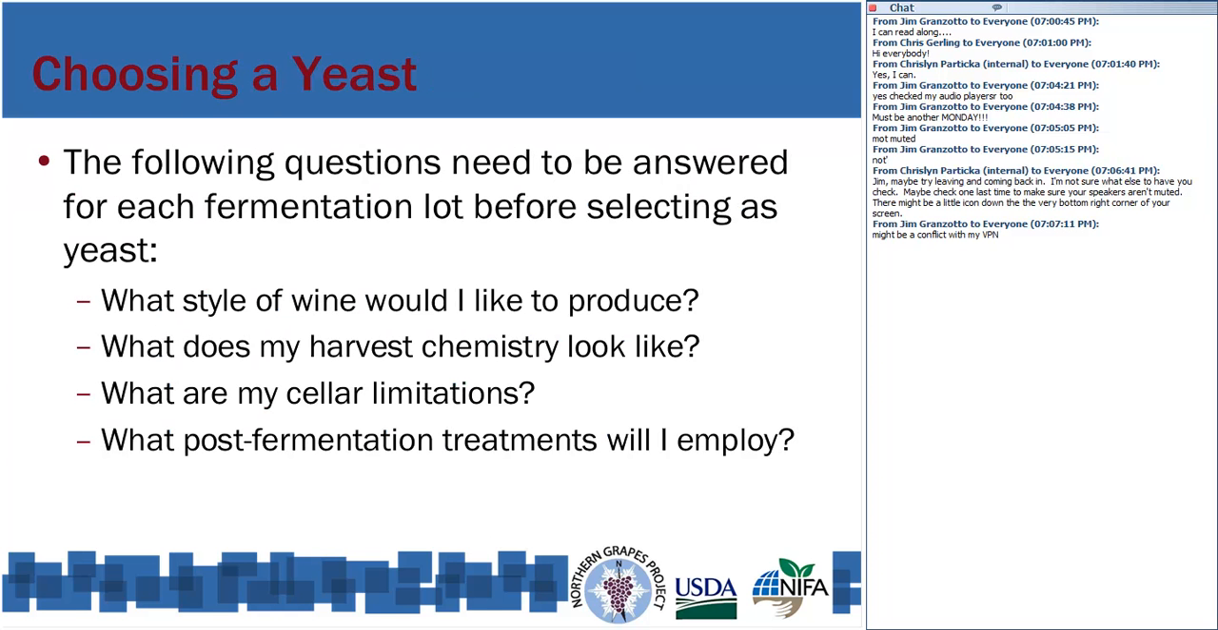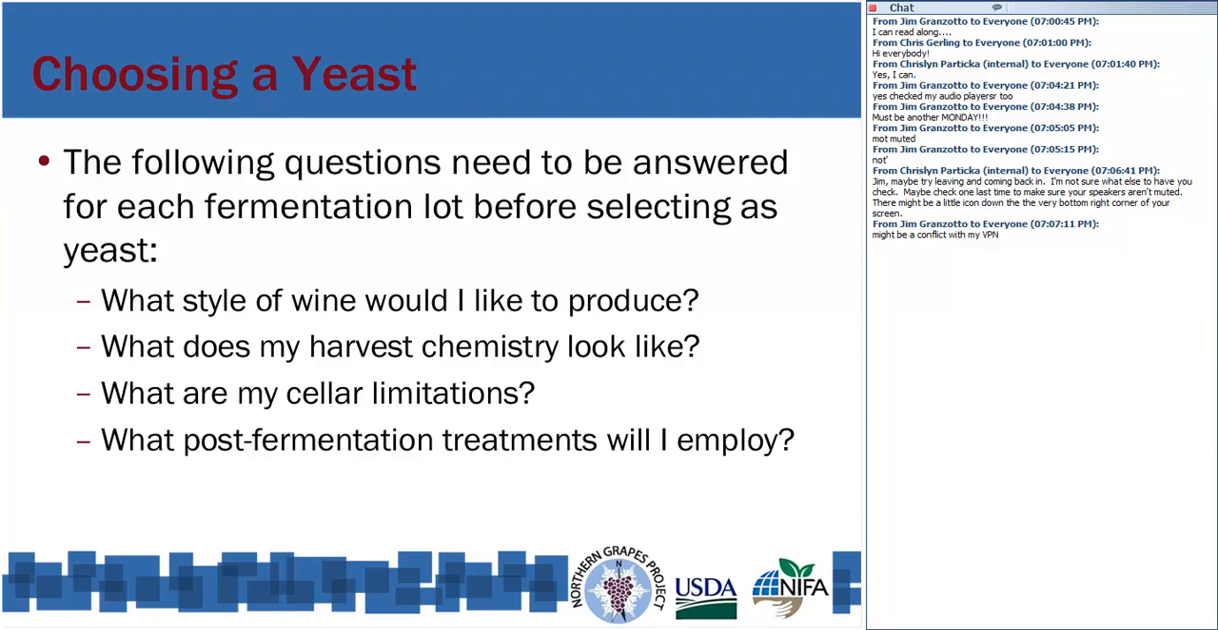Okay, so now the heart of this presentation is, how do you choose a yeast? So we've seen that it's really complex, all these yeast products that are produced during fermentation. And so this is why when people ask me what yeast should I use for Marquette, it's very, very difficult to come up with one answer, because there's actually a few things that you should consider before you decide on what yeast to use.